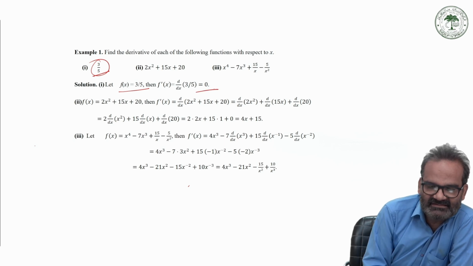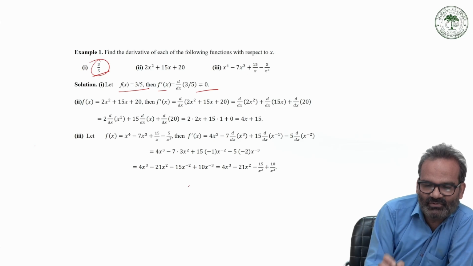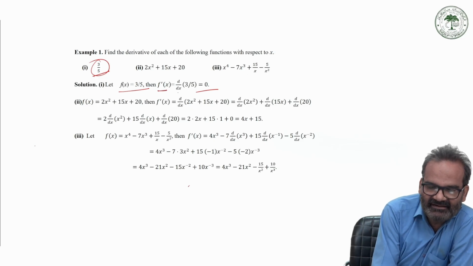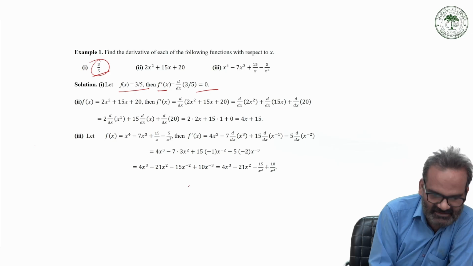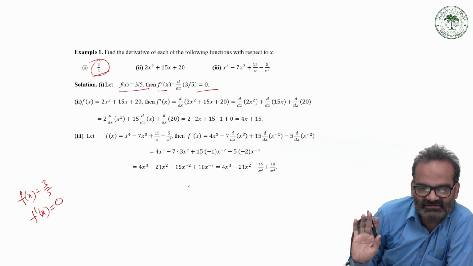So its derivative is 0. So if f(x) is 3 upon 5, then f dash x is equal to 0. You can use f dash x or d upon dx of 3 upon 5, same thing. You can also write simply like this: f(x) is 3 upon 5, then f dash x will be equal to 0. That's all. This is your solution.